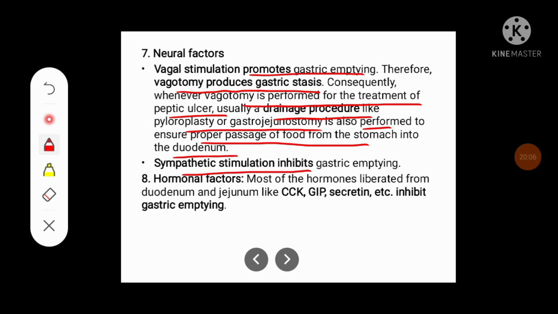Sympathetic stimulation inhibits gastric emptying. Hormonal factors: most of the hormones liberated from the duodenum and jejunum, like CCK, GIP, secretin, etc., inhibit gastric emptying.